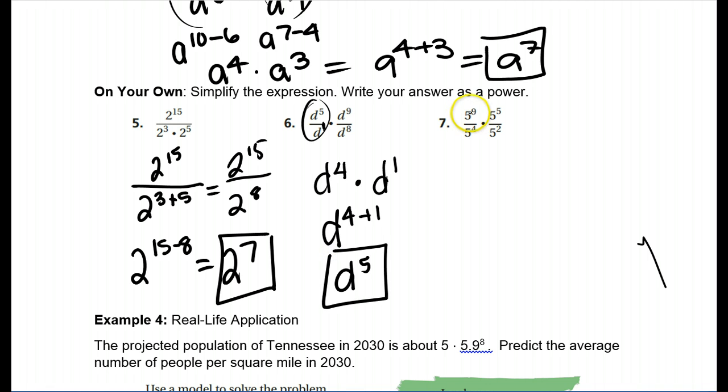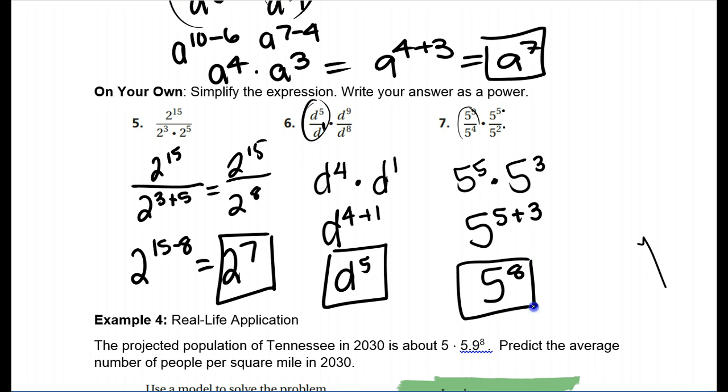Same thing on number 7. I'm going to start with this one. I see a division problem, so I know I use my subtraction. So it's 5 to the 9 minus 4, which is 5 to the 5th, times 5 to the 5 minus 2, which is 3. Once again, I see the same base, so I add their powers, so it's 5 to the 5 plus 3, which gives me 5 to the 8th power. It's not hard, it's just a lot of rules you have to remember.